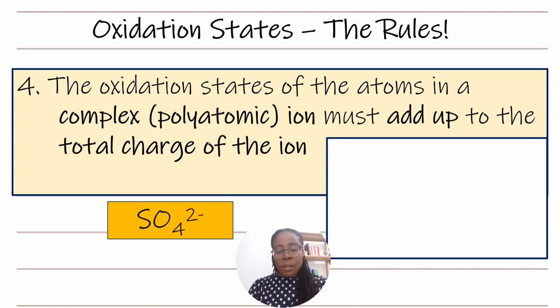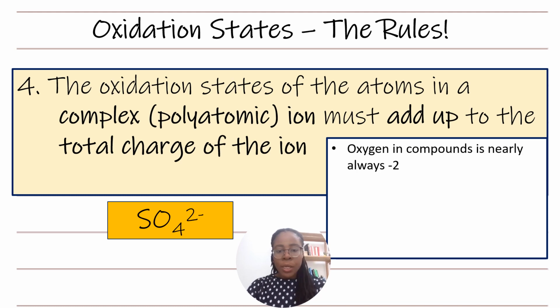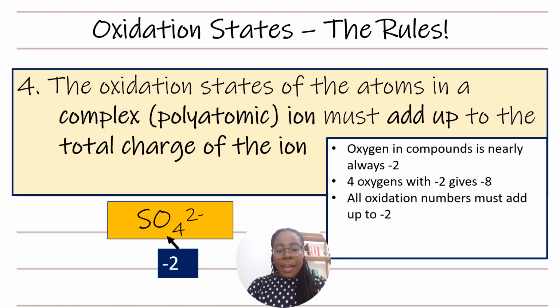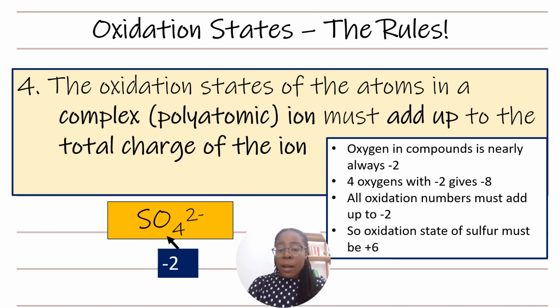So in this case, for sulfate, the individual oxidation states would have to add up to -2. So oxygen in compounds is nearly always -2, and we've got 4 of them, so that's contributing -8. That means that the sulfur must have an oxidation state of +6, so that the +6 -8 gives us a total of -2.